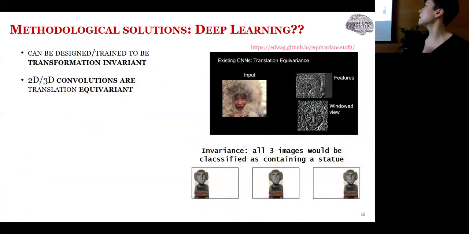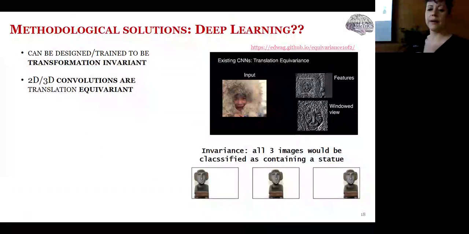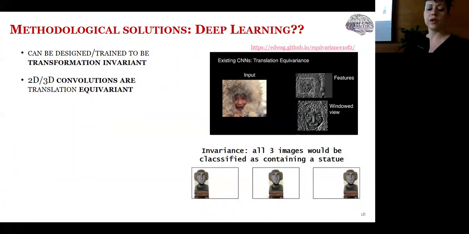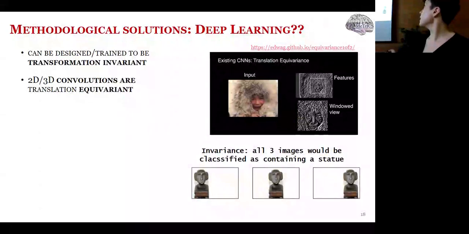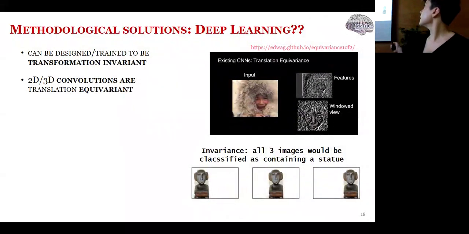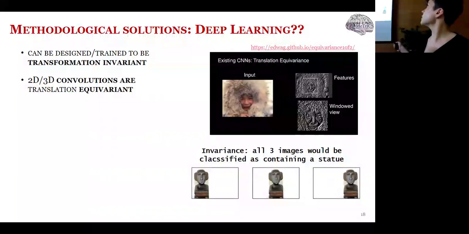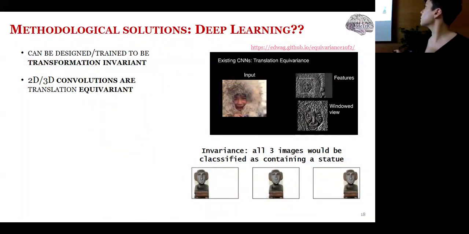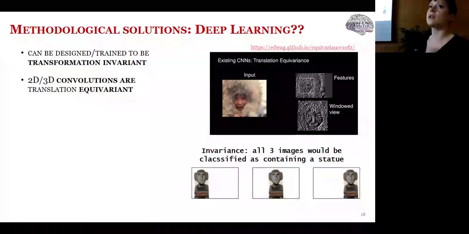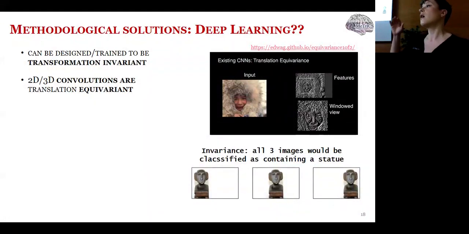Part of the reason for that is that 2D and 3D convolutional neural networks are translation equivariant, which basically means that as you translate your window across an image, the output of the convolutional operation translates with it. That means a convolutional neural network can be trained to be translation invariant, meaning it can identify an object irrespective of where it is in the scene. So you can identify a lesion irrespective of where it is in the brain, in principle.